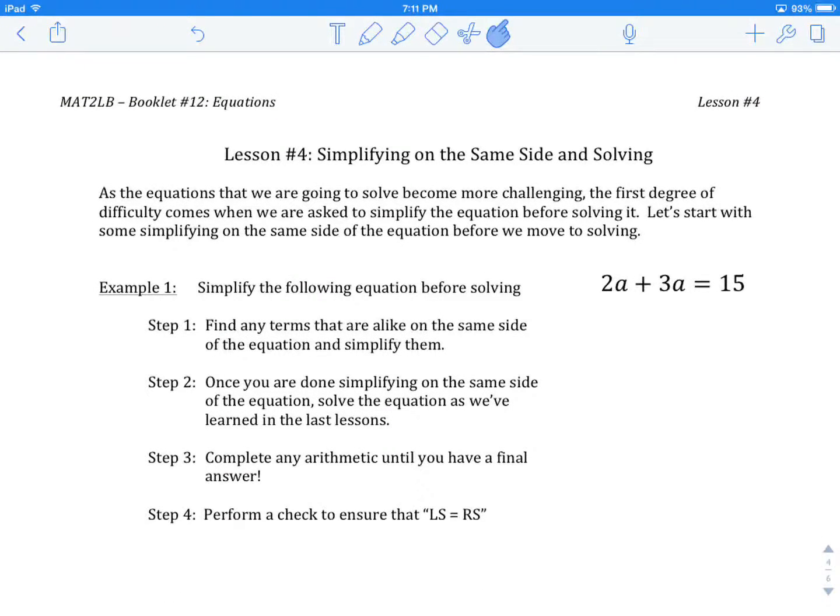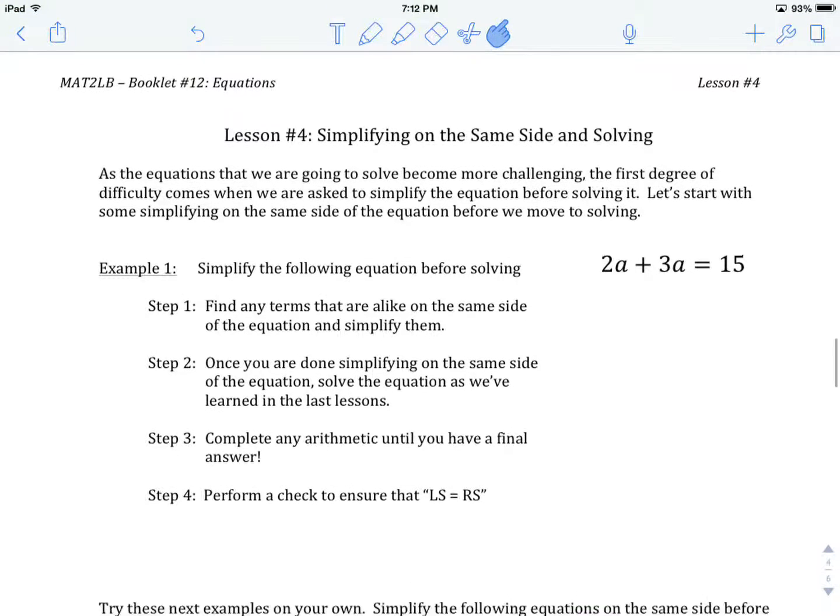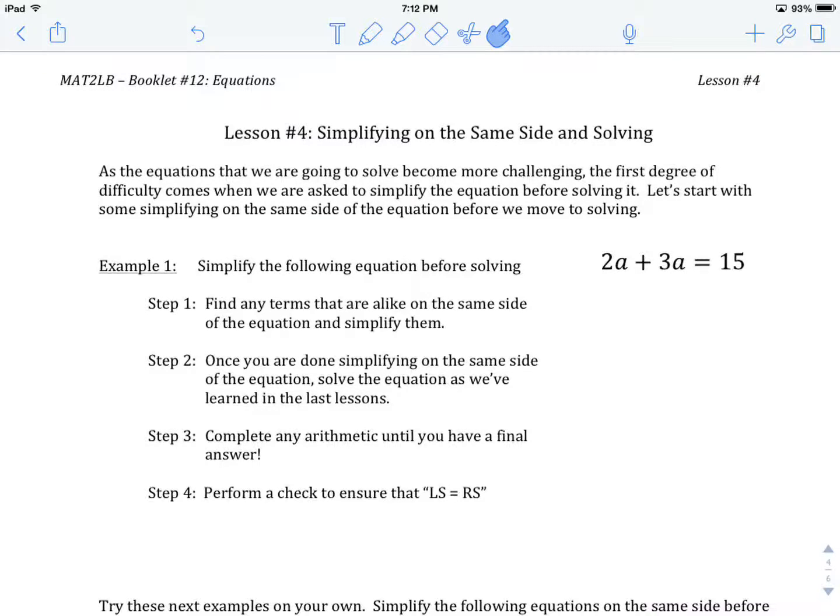Welcome to Equations, lesson number 4, simplifying on the same side and solving. So we're progressing through our unit on equations. We've started with one-step equations using mental math and opposite operations. We've progressed to 2 steps with opposite operations. And now today we're going to look at bringing in a little bit of the stuff that we worked on in the last unit on algebra, which is combining some like terms before we start that process of solving.